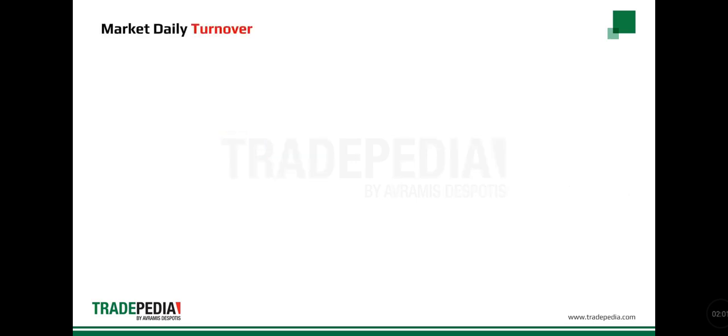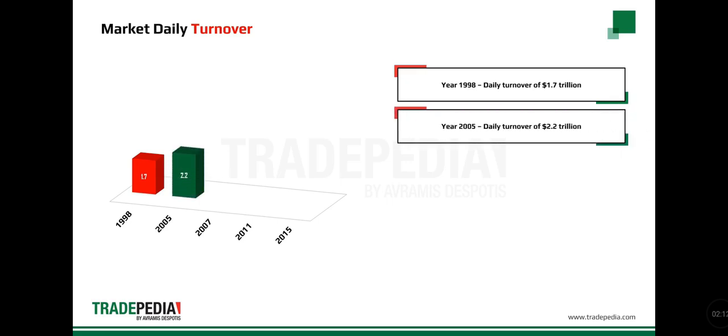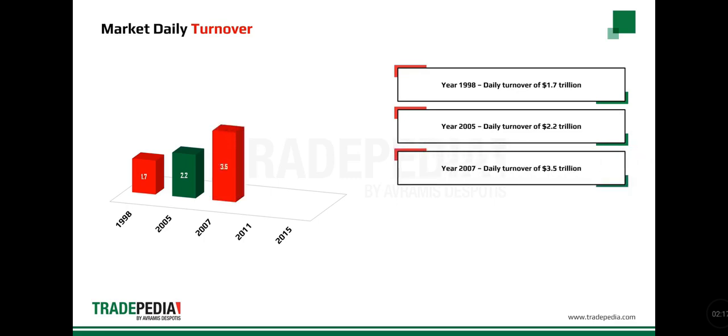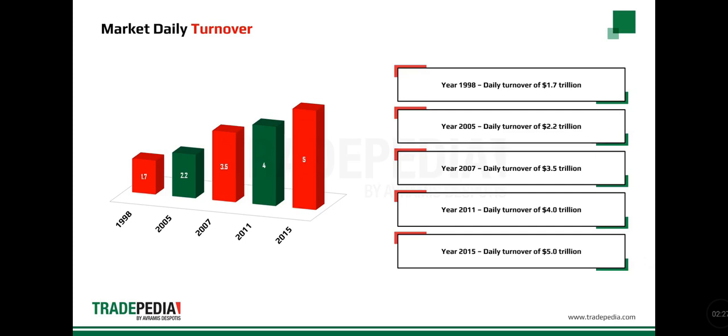The average daily turnover in the global foreign exchange is continuously growing, starting with $1.7 trillion in 1998. The daily volume increased to $2.2 trillion in 2005. In 2007, it reached $3.5 trillion. By 2011, the average daily turnover was $4 trillion US, and from 2015 onwards, it has surpassed $5 trillion turnover per day.